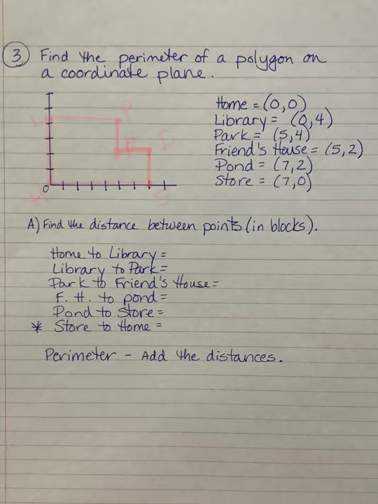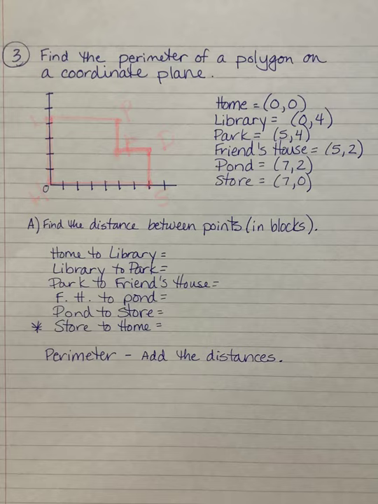So what we're going to do first is find the distance between points in blocks. And because these are all in quadrant 1, they're all positive. If I was in different quadrants, it wouldn't be positive or negative. It would just be units from 0. So we would use the absolute value. But because they're positive, we're just going to go with what we have.